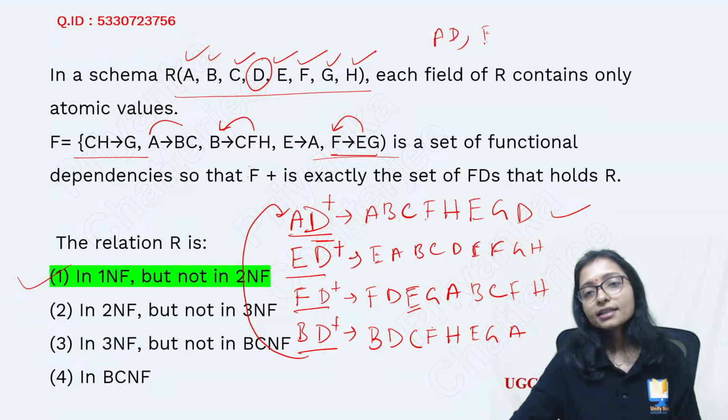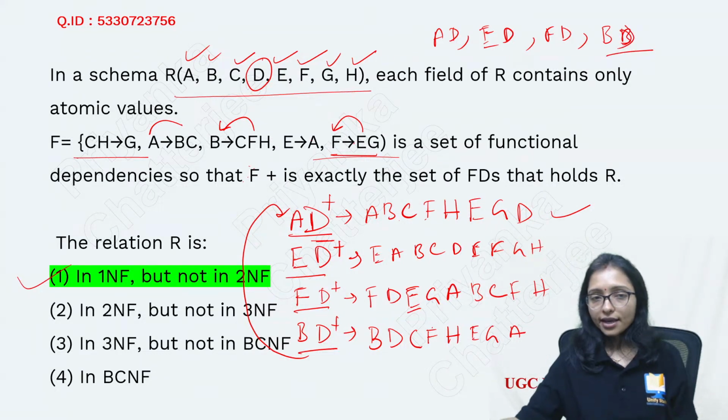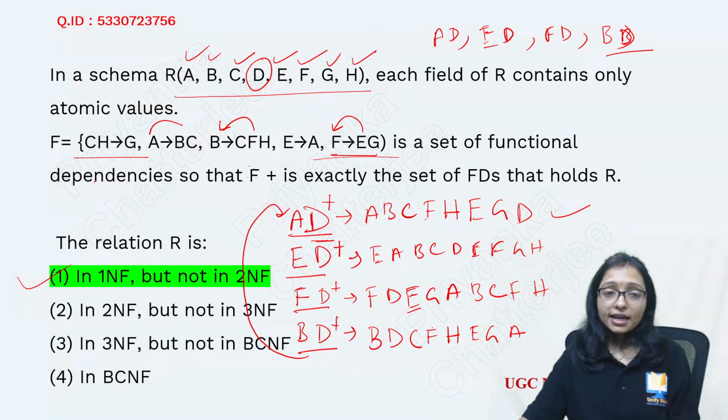AD is a candidate key. ED is also a candidate key. FD is also a candidate key. BD is also a candidate key. These all are the candidate keys. Now you check here: is it in BCNF?